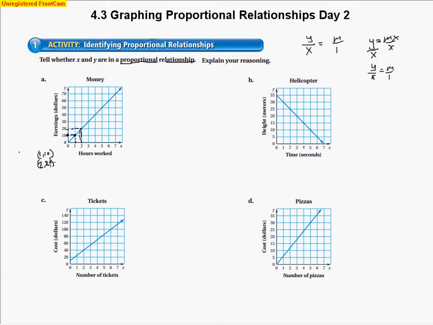If I write those as fractions, y over x, 10 over 1 is the same as 20 over 2, because 2 hours work for $20 would give me the same exact fraction, 10 over 1. Those are equivalent, and you can see it because I could cross multiply. 10 times 2 makes 20. Over the other side, 1 times 20 makes 20. So yes, these are proportional. Yes, this is a proportional relationship.